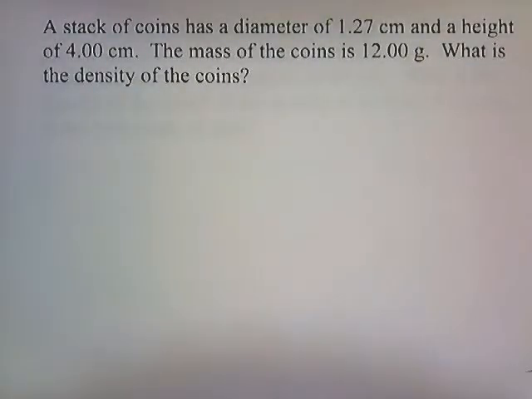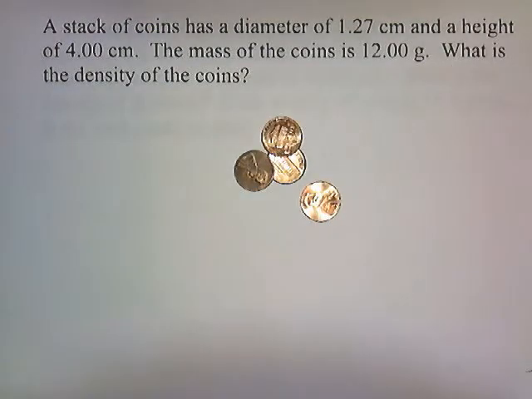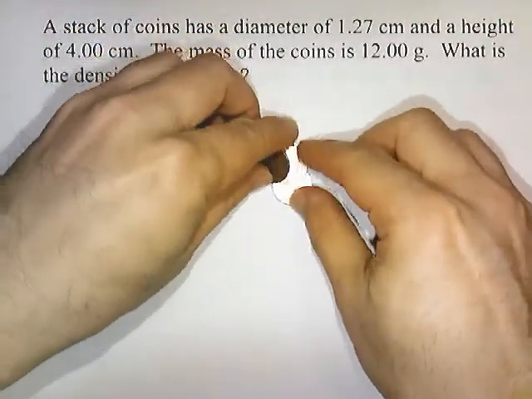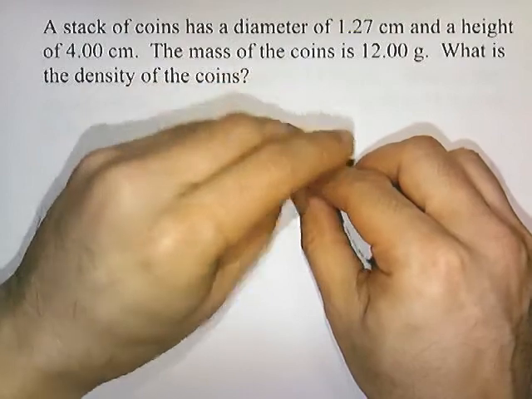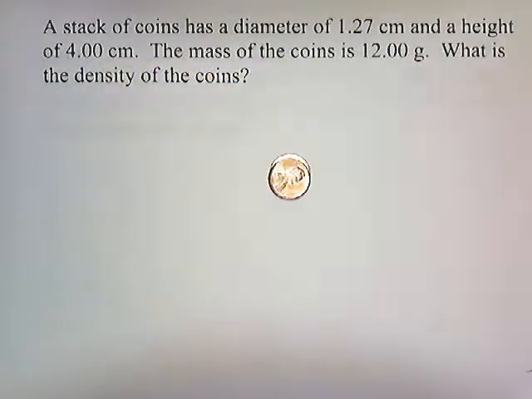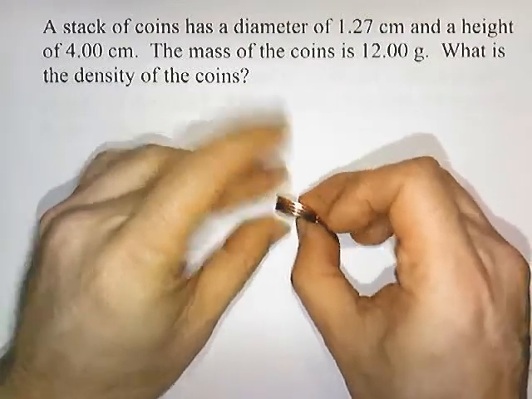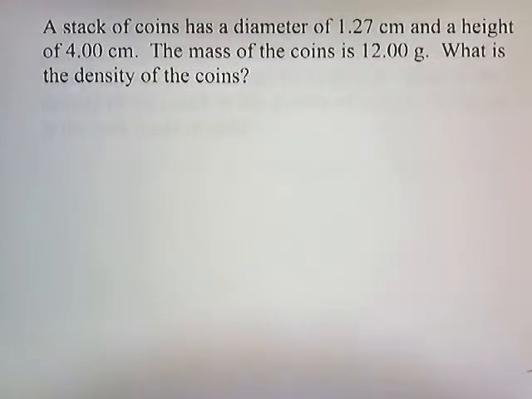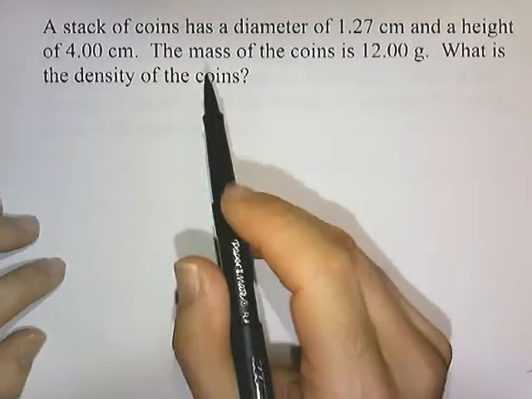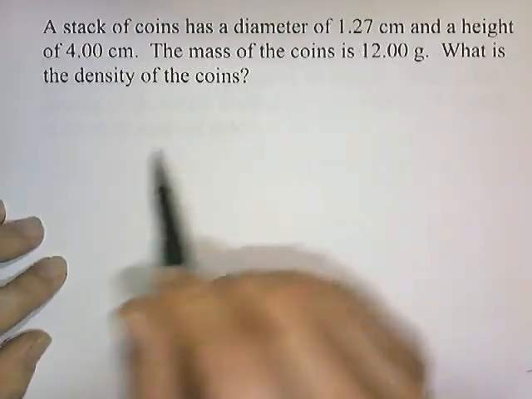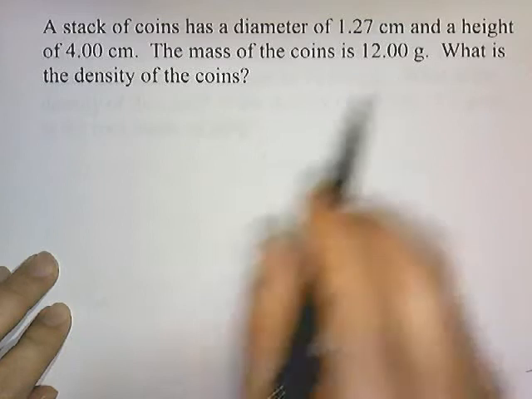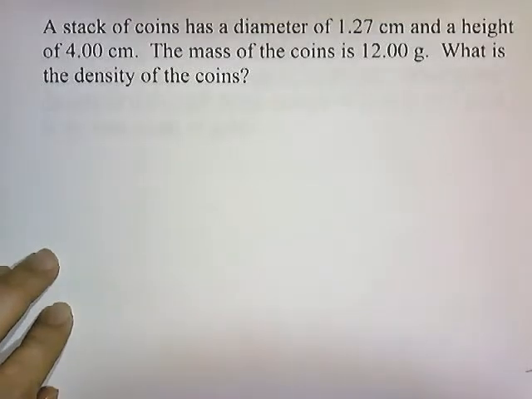So here's sort of a similar problem. A stack of coins. So if we have coins and we put them into a nice stack, we get a certain shape. A cylinder. So a stack of coins makes a nice cylinder shape. And let's see, in this problem they tell us the diameter of the coin is 1.27, the height is 4, and the mass is 12. What's the density of the coins?